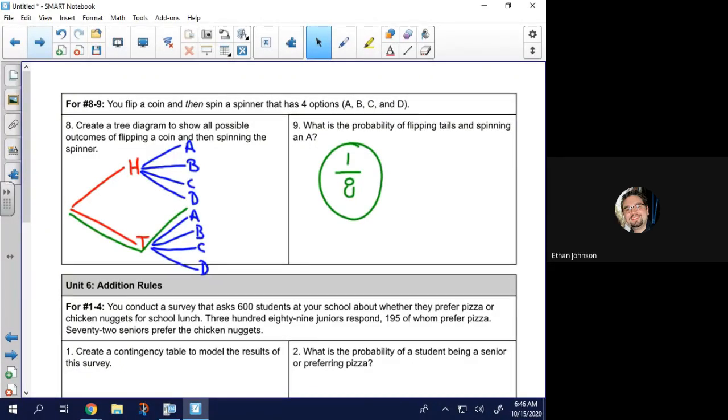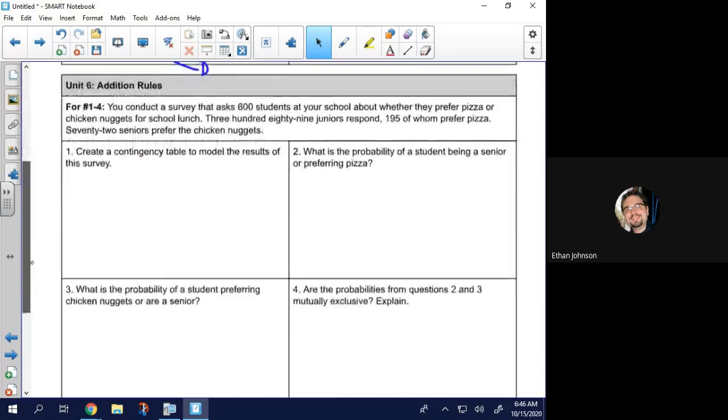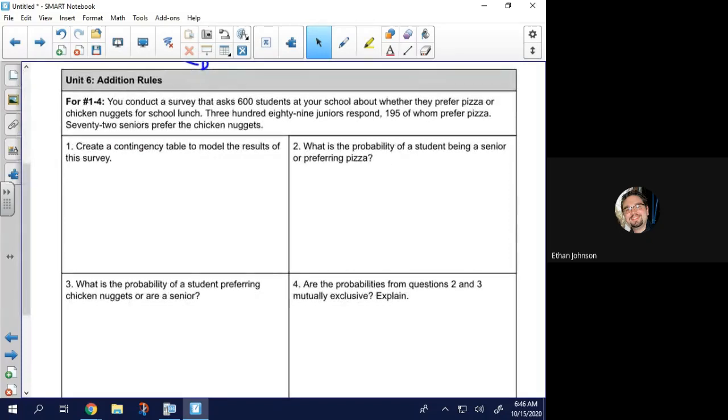We're going to be looking at the Unit 6 review for the Term 2 final for probability and statistics. Unlike Unit 5, which was our "and" probabilities that dealt with multiplication, Unit 6 was our "or" probabilities that dealt with addition.